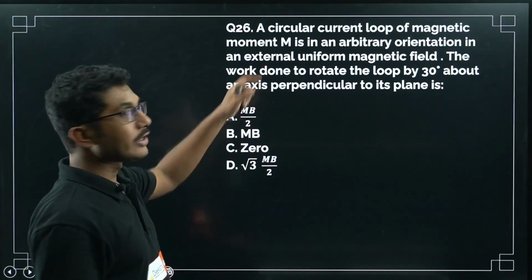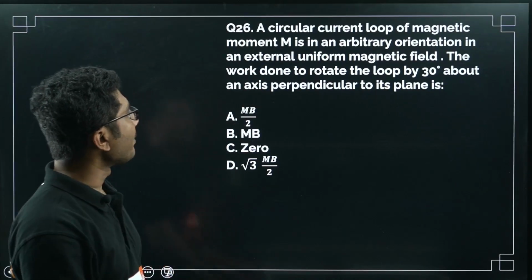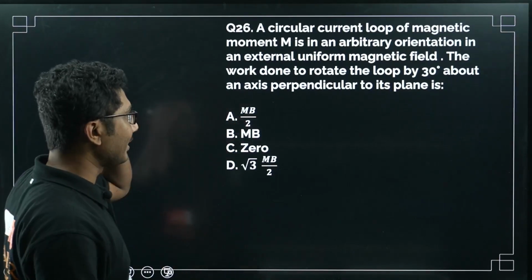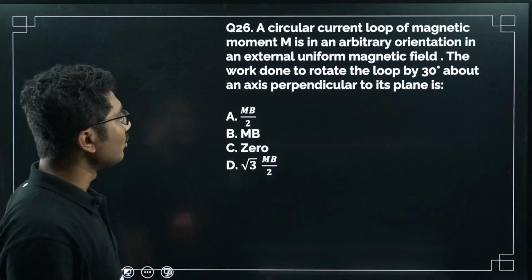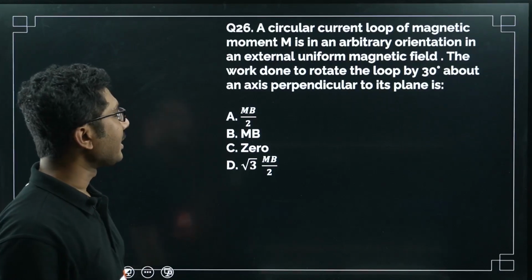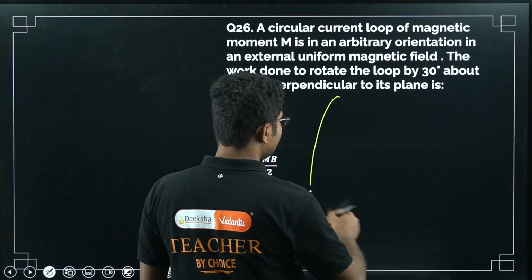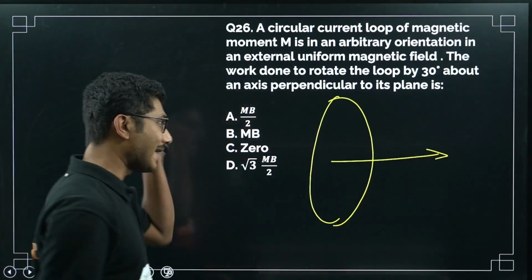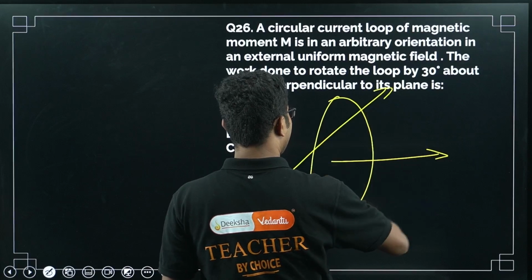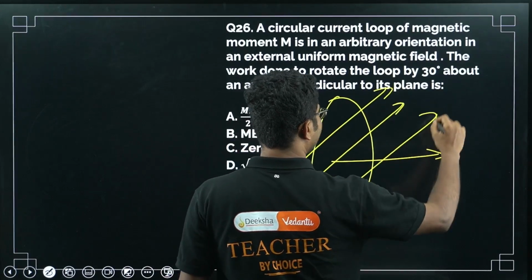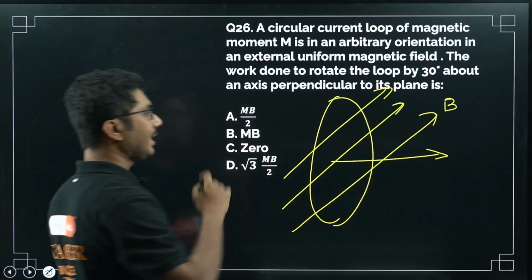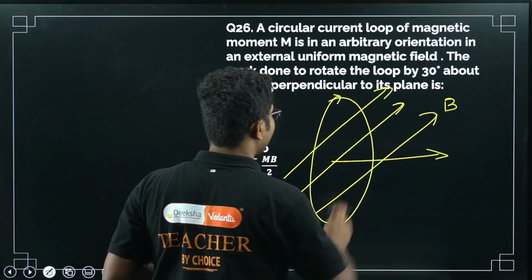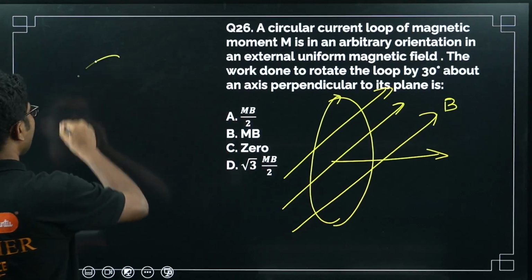Now let's look into this question. A circular current loop of magnetic moment M is in an arbitrary orientation in an external uniform magnetic field. The work done to rotate the loop by 30 degrees about an axis perpendicular to its plane. So there is a circular current carrying loop. There is a plane perpendicular to this and it is at some arbitrary angle with some external magnetic field B. Now you rotate it. Suppose this is a current carrying conductor, you rotate it like this. So you are rotating, this is a circular coil.